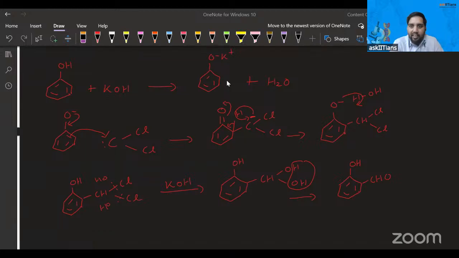2-hydroxybenzaldehyde, that is correct. Not one, it is two, because the CHO group is given the priority, and we give this carbon as 1 and this carbon as 2. So it will become 2-hydroxybenzaldehyde.